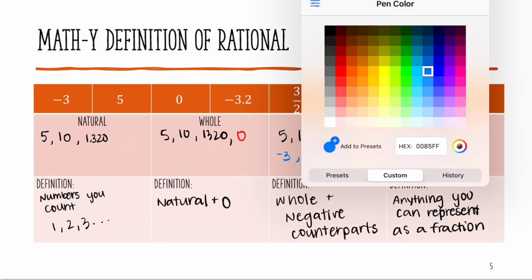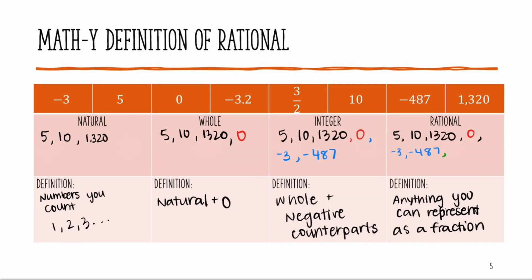Let me change the color here, change it to green. But then we also have -3.2, and we have 3/2. Those are all things that can be represented as fractions as well. Even the -3.2, even though it's a decimal, that one can be converted back into a fraction. We'll talk about that later. But that's basically what a rational is. A rational is anything you can represent as a fraction. If you remember nothing else from this video, remember that rationals is anything you can represent as a fraction.